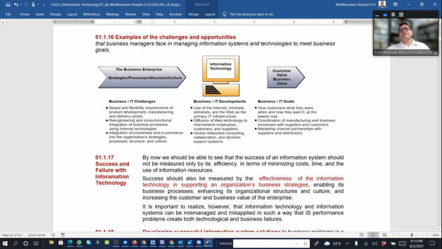And if we see an example of challenge and opportunity, the challenge for the business enterprise is the speed and flexibility required for product development. Technology-based production, speed nowadays is very critical, because of the speed and flexibility requirement for product development, manufacturing, and delivery within the production cycle, re-engineering of the organization, and cross-functional integration of business, etc. This helps the information technology, using the internet, intranet, extranet, web-enabled items and IT infrastructure.